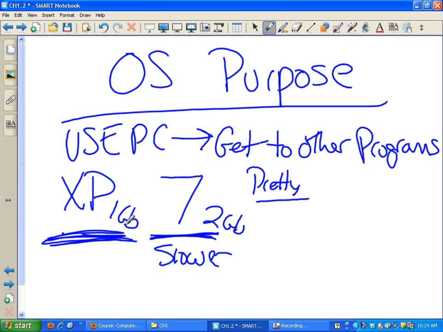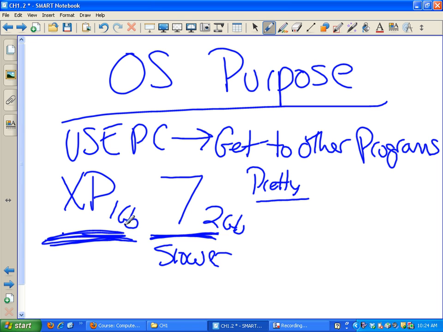That is a question for chapter 4. Come on, Cody. We will talk about 32 and 64-bit, but we're way off track today, and we're already not going to make it through everything I want to get to. So the purpose of the operating system is to get us to the rest of the stuff on our computer, so I can open iTunes. Can I open iTunes on XP and Windows 7? Yes.